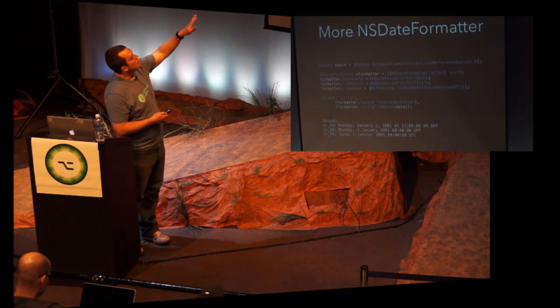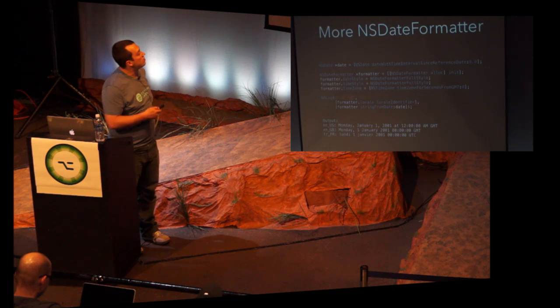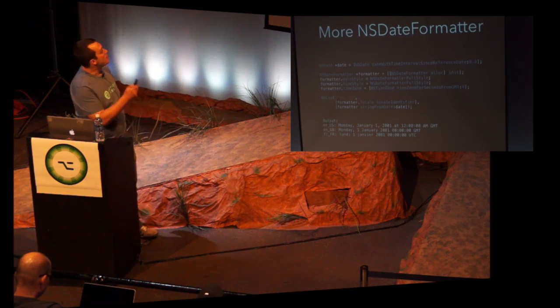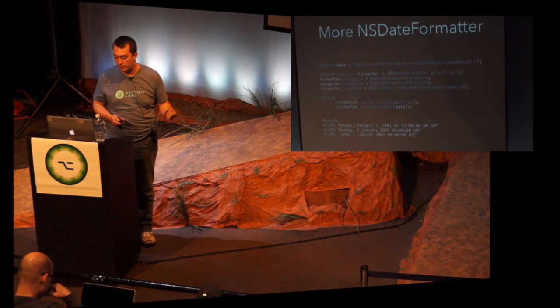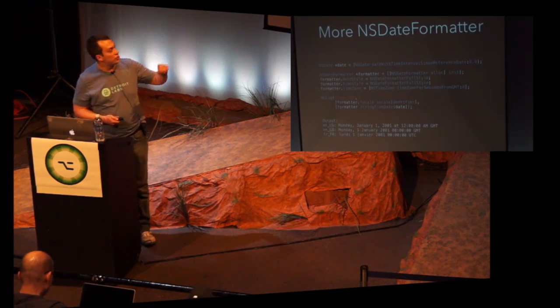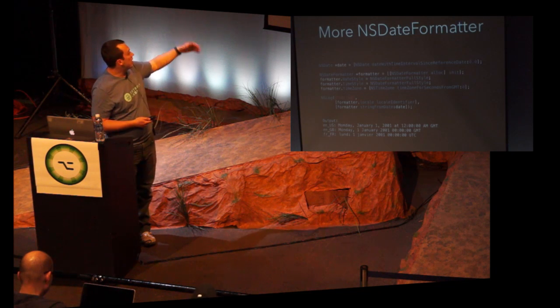So we've got our date, and we're going to give it a 0 interval since the reference date. So this is January 1st, 2001. We make a new date formatter, and we set the style. So for the date, we want the full style. For the time, we want the full style. I'll give it a GMT time zone, and then we print it out.